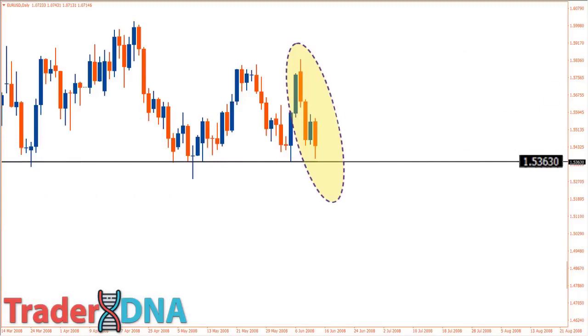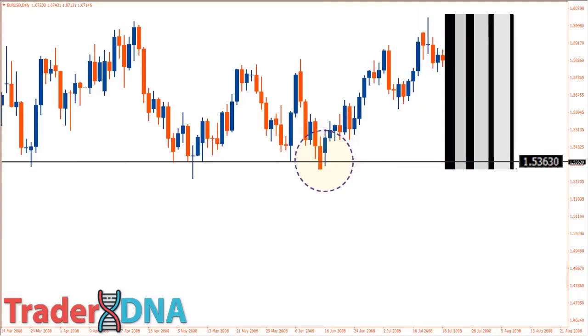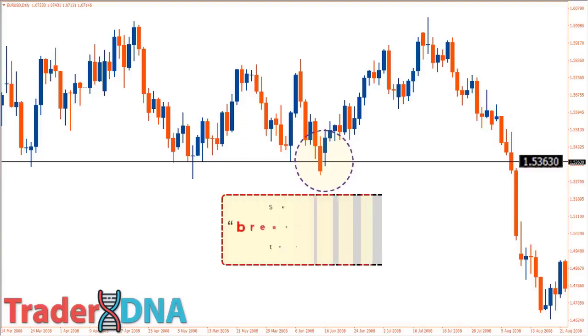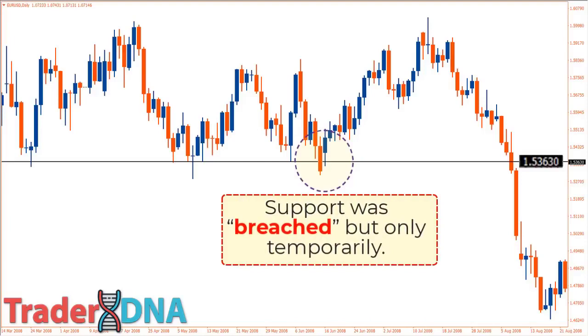Let's take our same example from above and see what happened when the price actually closed past the 1.5360 support level. In this case, the price had closed below the 1.5360 support level, but ended up rising back up above it. If you had believed that this was a real breakout and sold this pair, you would have been seriously hurt. Looking at the chart now, you can visually see and come to the conclusion that the support was not actually broken. Support was breached, but only temporarily.